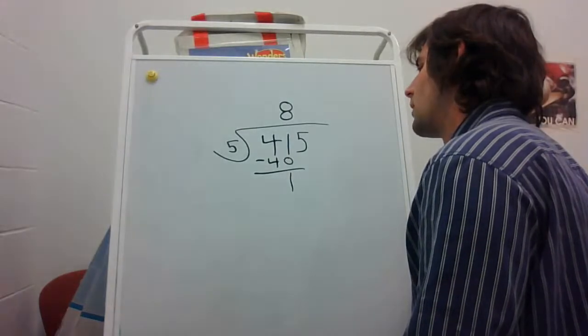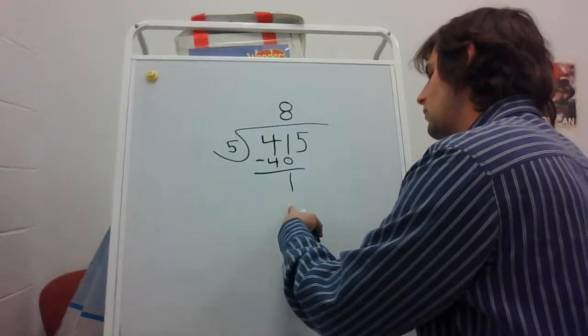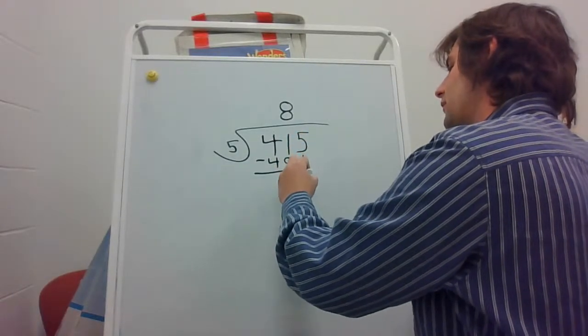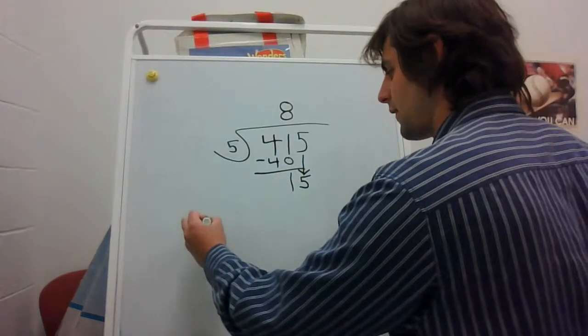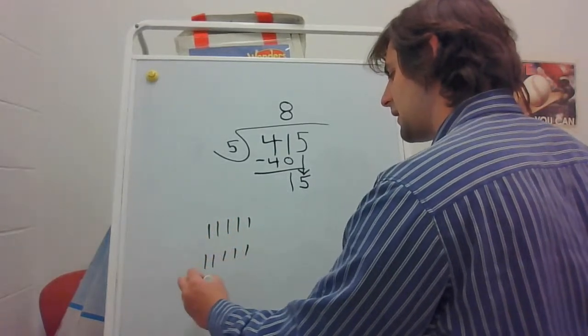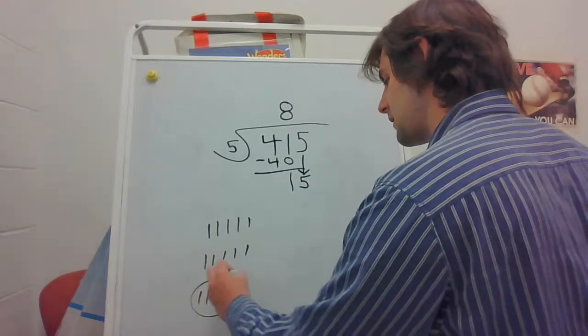All right, so 41 divided by 5. 5 goes into 41 8 times, but there is a remainder of 1. Now I'm going to bring down the 5, 15. How many times is 5 going into 15? Let's see. 1, 2, 3, up to 15.